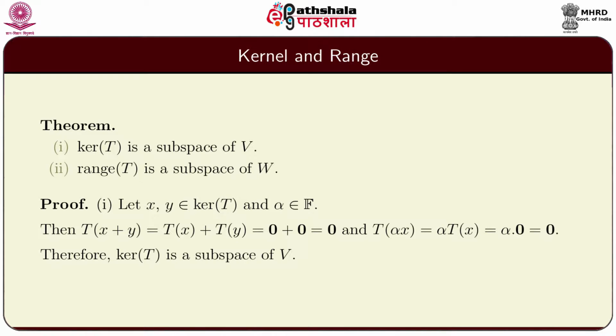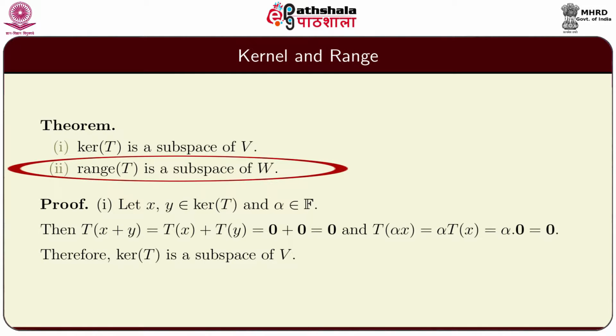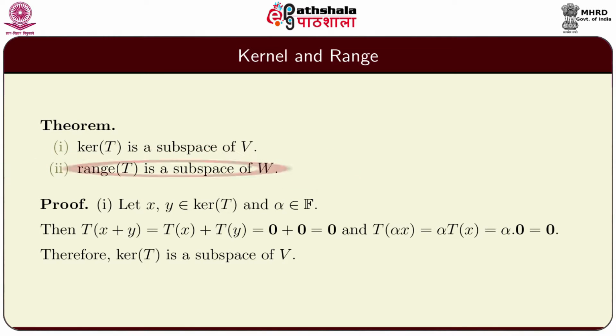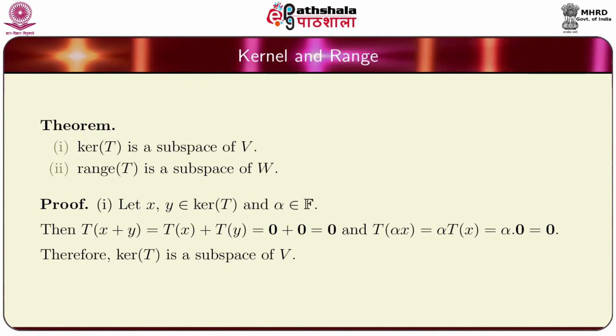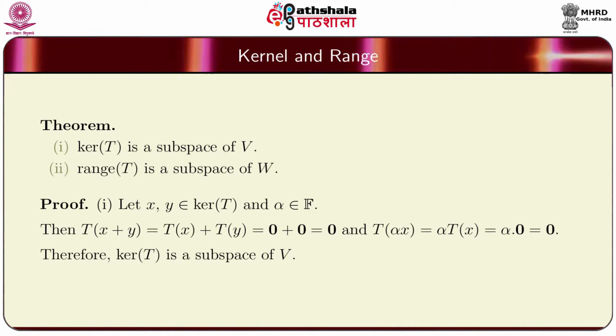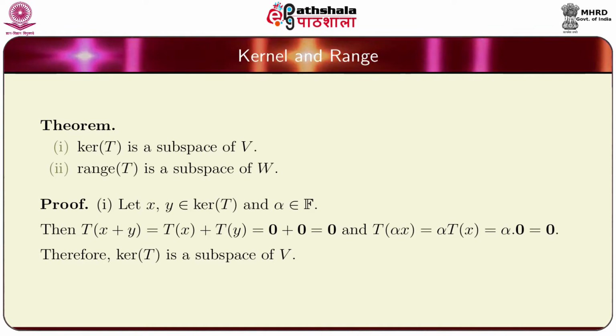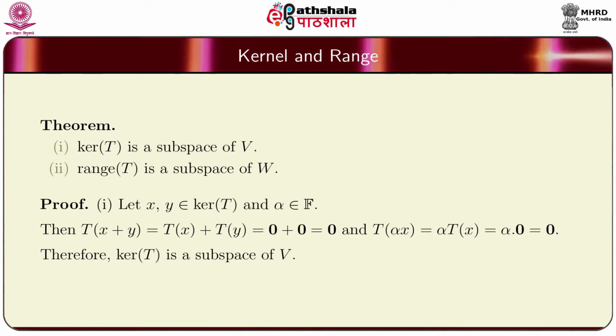This is the theorem which says that kernel T is a subspace of V and range T is a subspace of W. So, how do we prove that? The first thing to note is that kernel of T is always non-empty, in fact contains the 0 vector. Why? Because T0 is always 0.